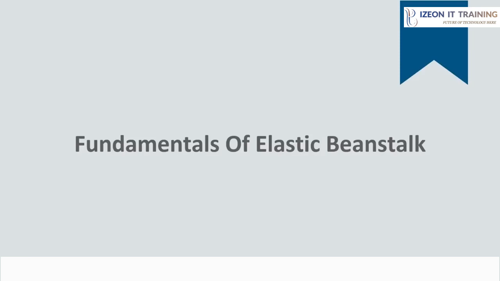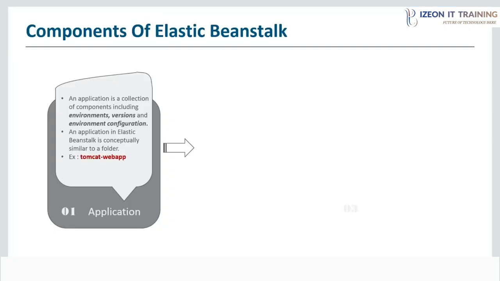Now, let's try to understand Elastic Beanstalk a little deeper. First, we'll be discussing a few components of Elastic Beanstalk, then we'll have a look at its architecture. Let's see what we have here first. We have something called an application. Suppose you have decided to do a project.